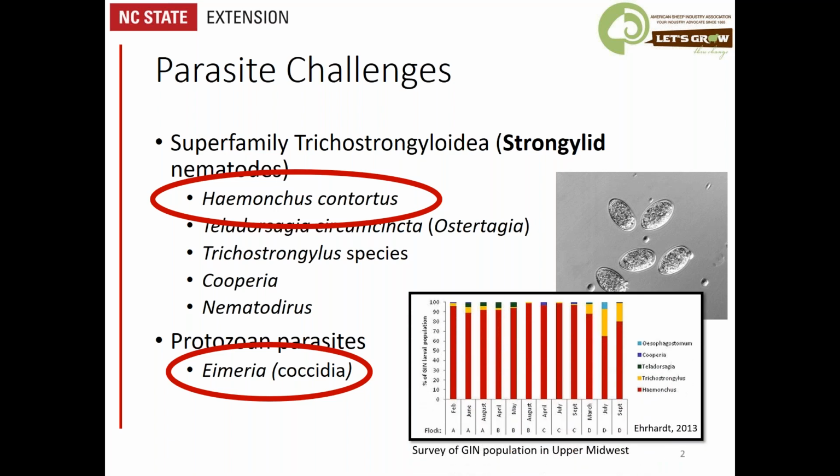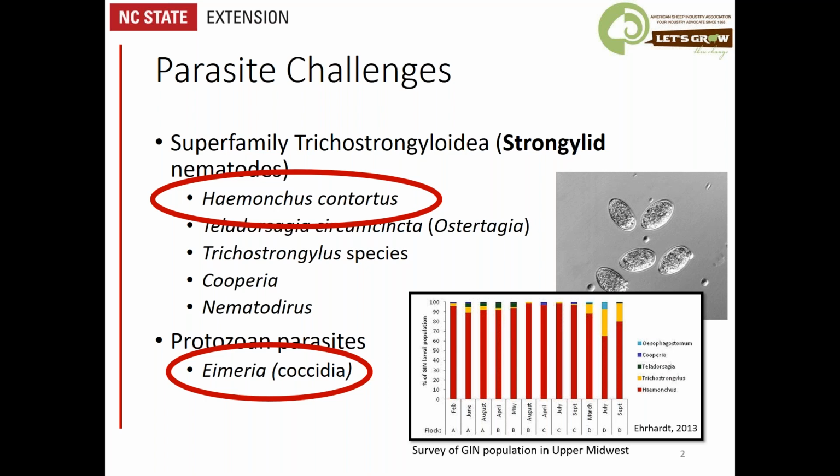I did want to share this chart here, which is some survey data from the upper Midwest of parasite populations on a number of sheep farms. And you can see here just the prevalence of Haemonchus in those parasite populations. Even in an area of the country like the upper Midwest, where it's maybe a little bit more temperate than what we experience here in the Southeast, Haemonchus is still the most prevalent parasite in their population.